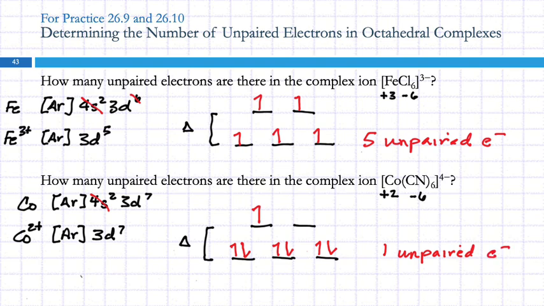Any questions? Yeah. How did I know that this one had a smaller split? It's because of the ligand. So this one was chloride, and this one's cyanide. And so we go look at that series, and we see that cyanide does a strong field split and makes a big energy difference, and chloride makes a smaller one. Any other questions?